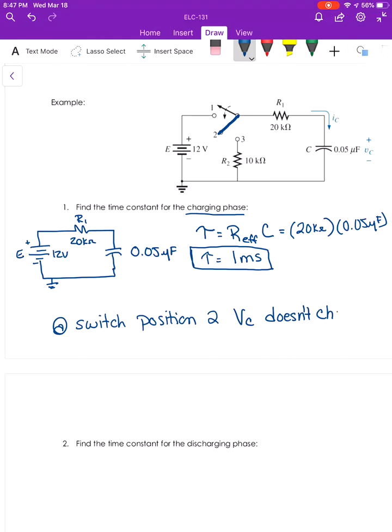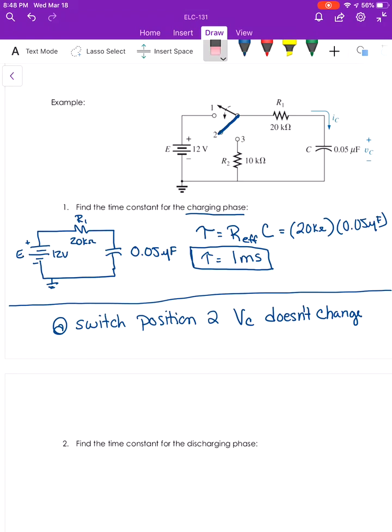Basically, if I have allowed enough time for the voltage across the capacitor to charge up to the 12 volts that it's getting from the source, then when I move it to switch position 2, it's going to retain that 12 volts. If I move to position 2 after I've only charged it up to 6 volts, for instance, then that voltage across the capacitor will stay steady at 6 volts, and so on. Whatever the voltage was right before I open the switch to position 2, that is what the voltage will stay at for V sub C.